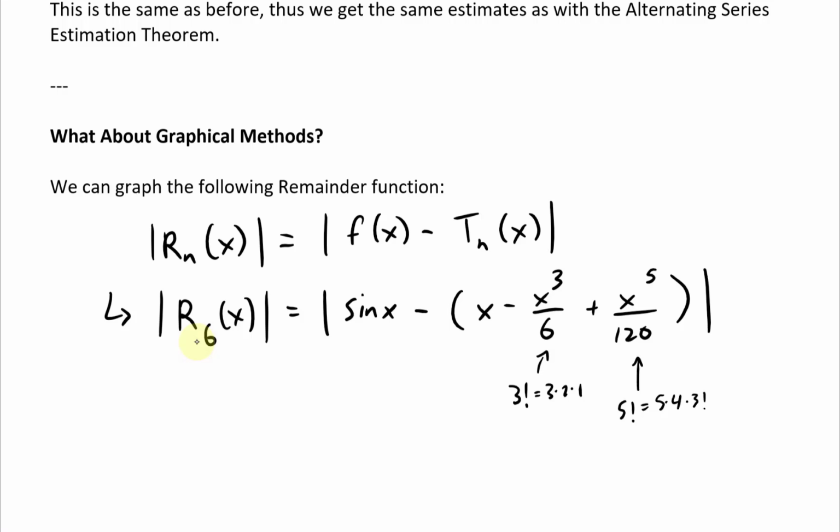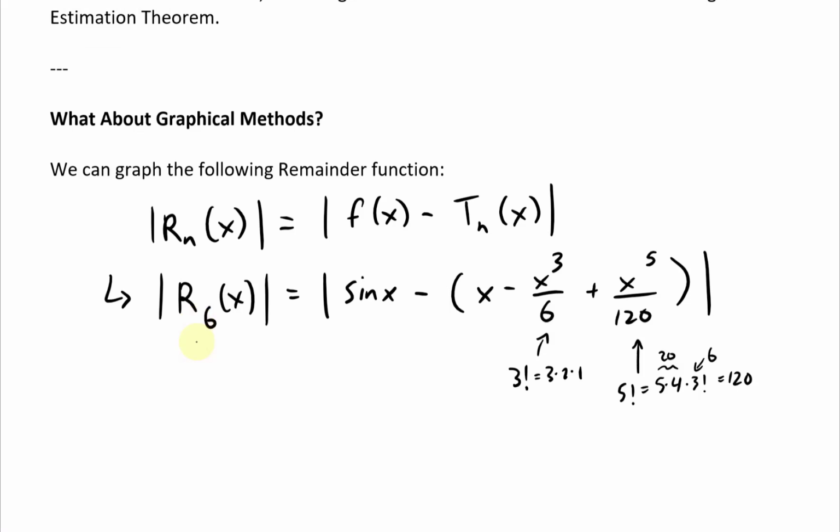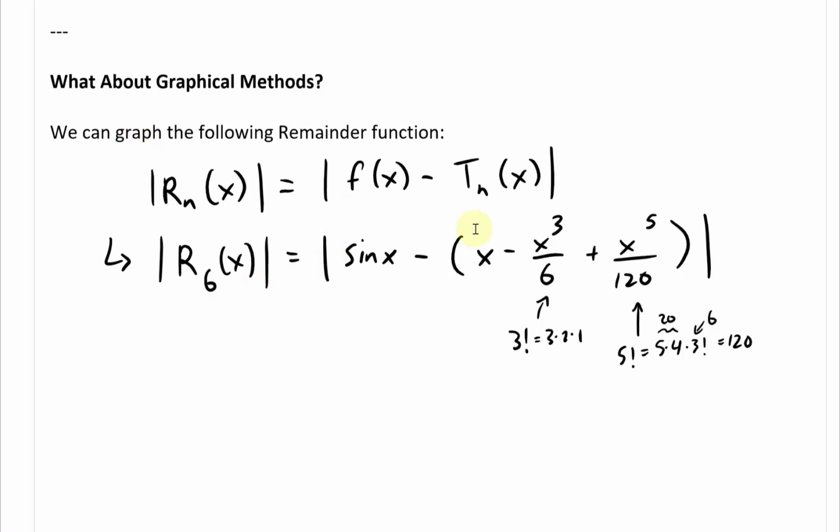Times 3 factorial, so that's a 6. So we're going to have 6 times 4 times 4, times 4 is 20, and 20 times 6 is 120. So that's 120. So that is our graph. So we're going to graph this remainder function.